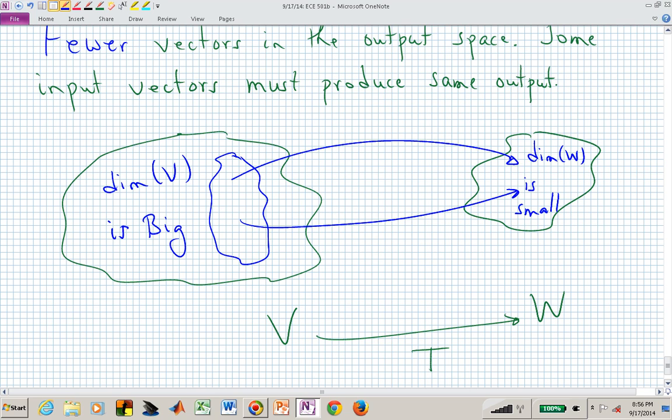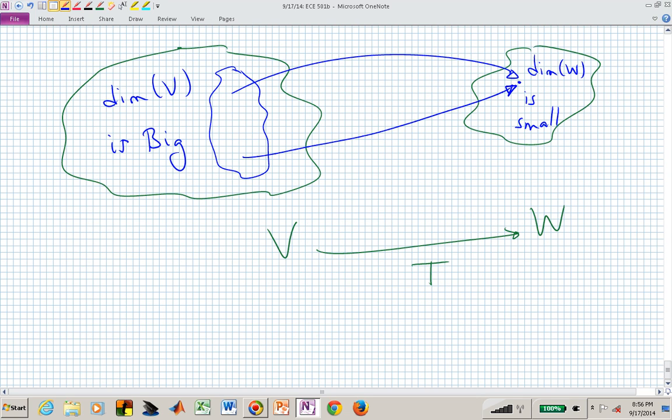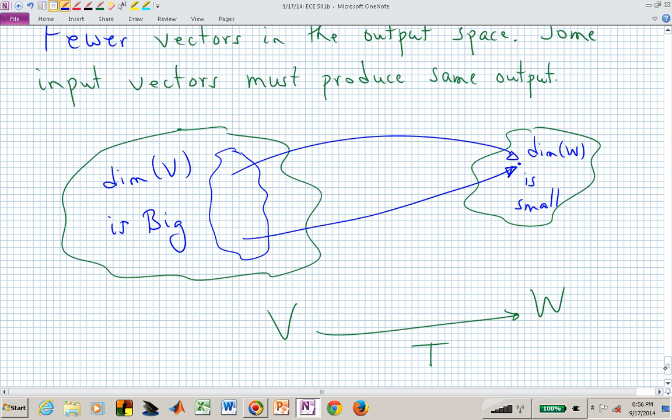Meaning we can maybe have a collection of points. I could draw this several different ways, but maybe it's easier to say, let's assume that all the points in this particular blue blob map to the same point in this smaller space W. That's one way of visualizing that result, which says if we go from a big space and map that down into a smaller space dimensionally, then there's no way that that map T can be injective.